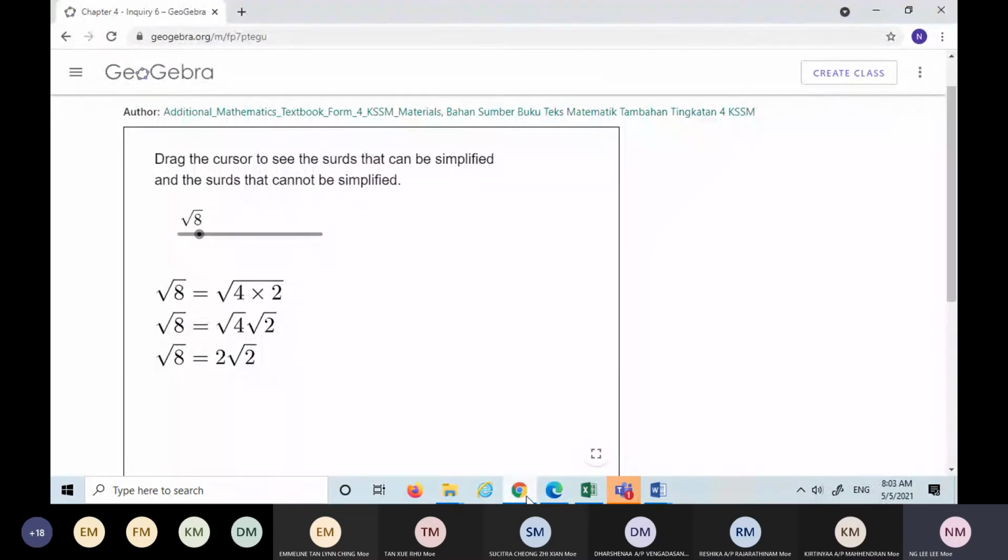Okay, we can continue. Square root of 9, you get 3. Square root of 10 cannot. Then square root of 11 cannot. Square root of 12, again. 4 is a factor of 12, so you write the 12 as 4 times 3, and so on.